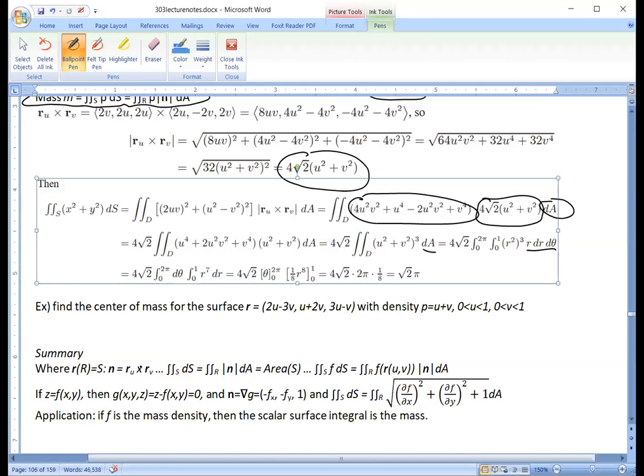And then we have an application, which we saw before only for z equals f of x, y, and which we've now seen how to do for general parametric surfaces: if f is a mass density, then doing the scalar surface integral gives you the mass of the surface. So that's a broad summary overview of all the things that we looked at today.